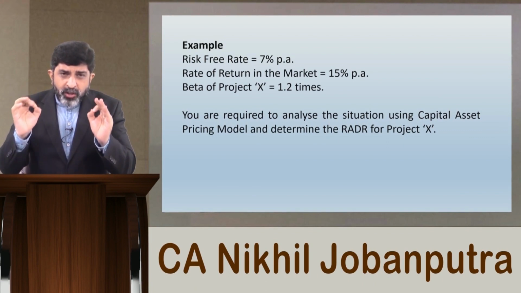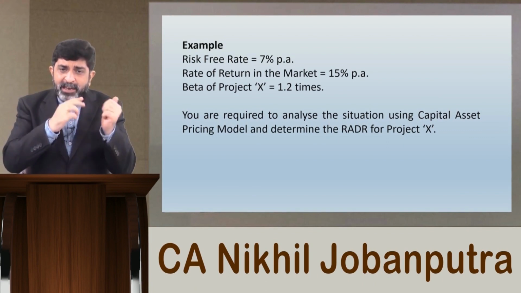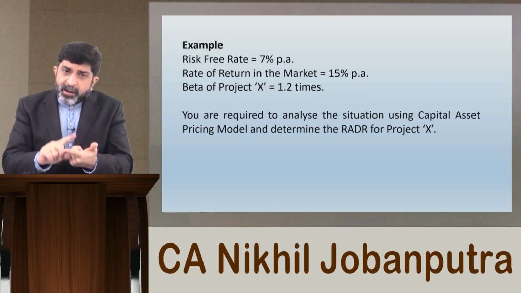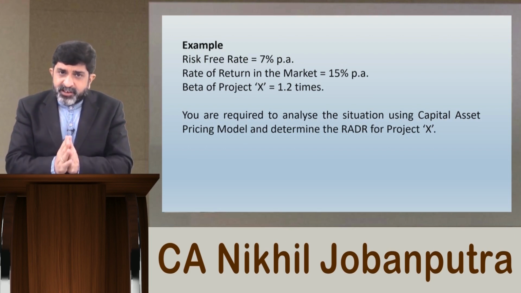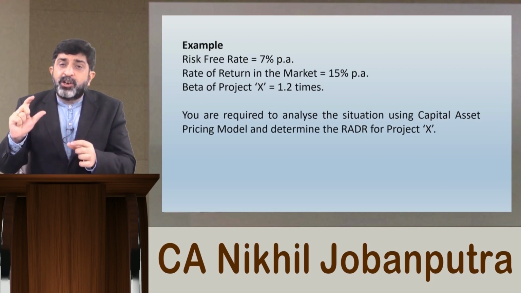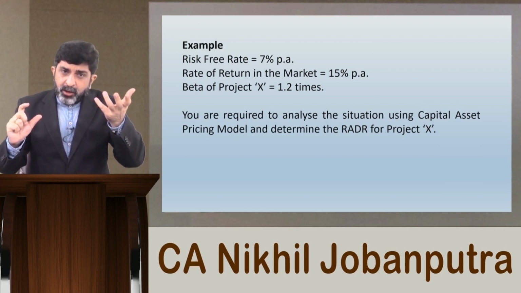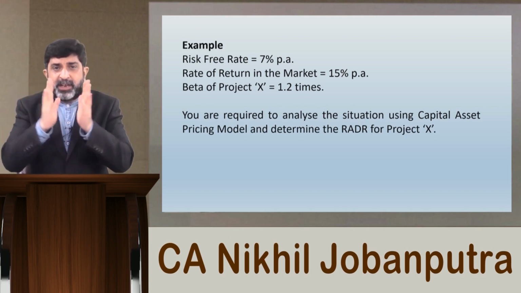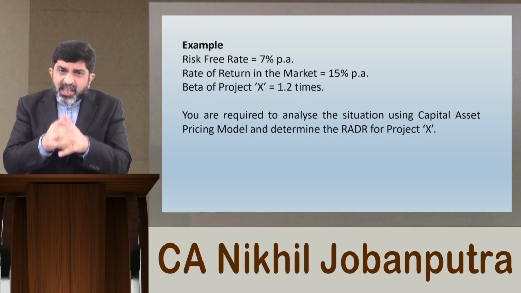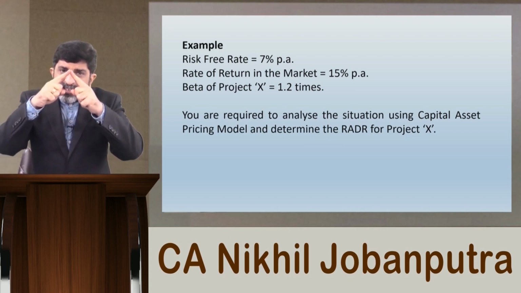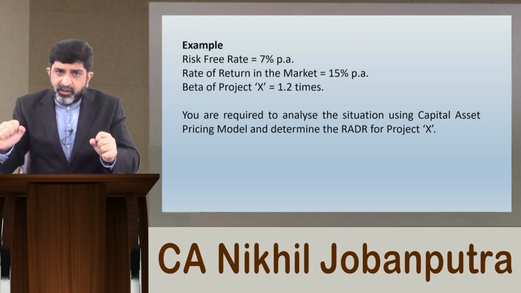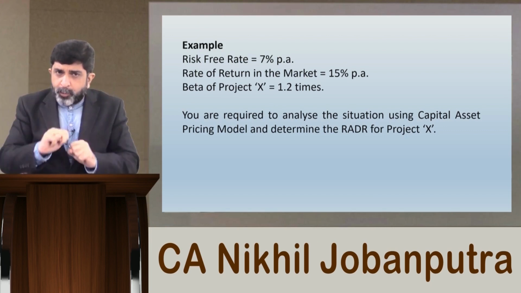Please focus on the given values. First of all, you have been given the risk-free rate as 7%. And the rate of return prevailing in the market for the degree of risk that prevails in the market is given as 15%. So the first thing you need to understand is to split that market rate of return of 15% into two components.